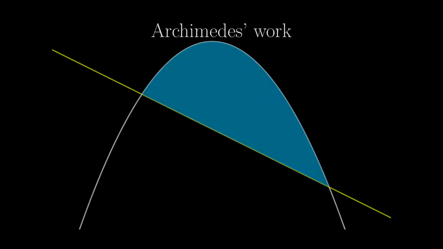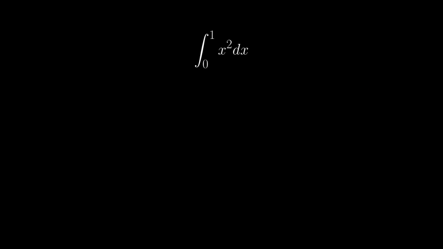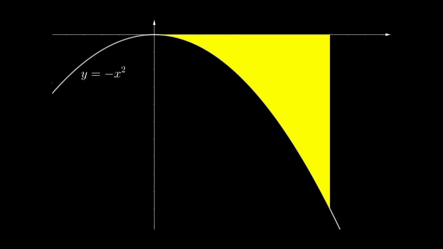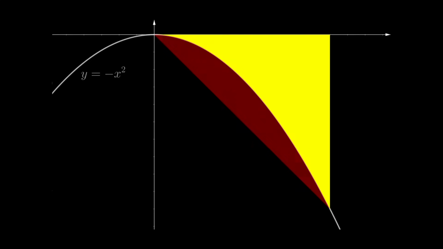What Archimedes did was to calculate the area enclosed by a parabola and a line, which is called a parabolic segment. In this video, we are recreating what Archimedes would do if he were to calculate this integral, which means the area of the yellow region. It would be beneficial to reflect this area across the x-axis due to reasons explained later.